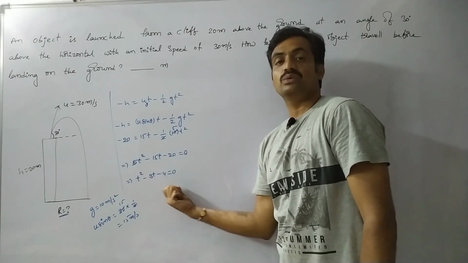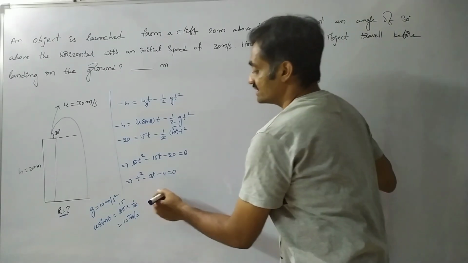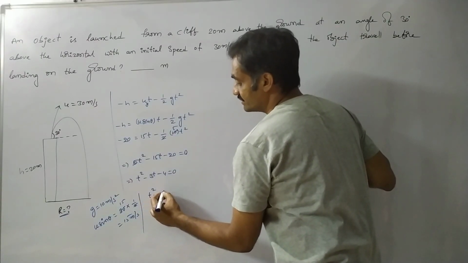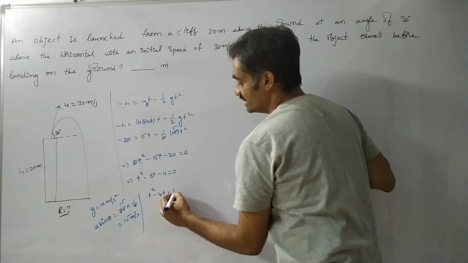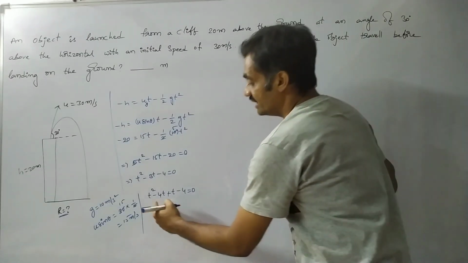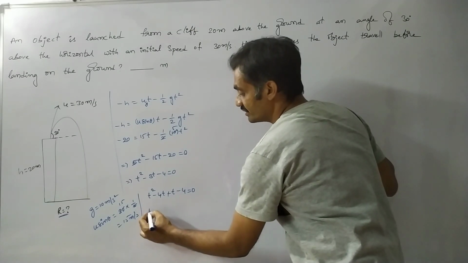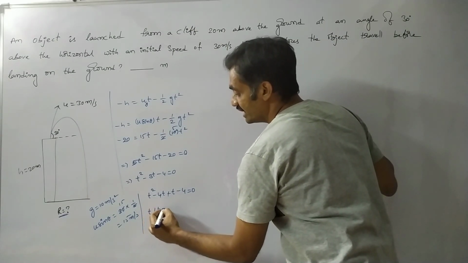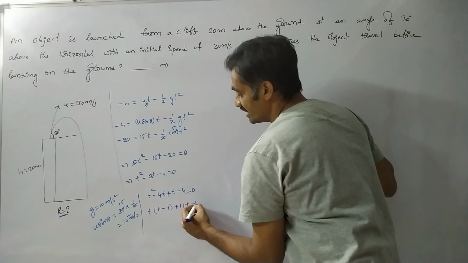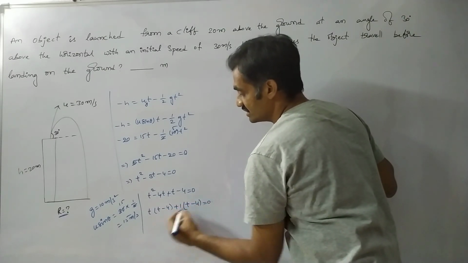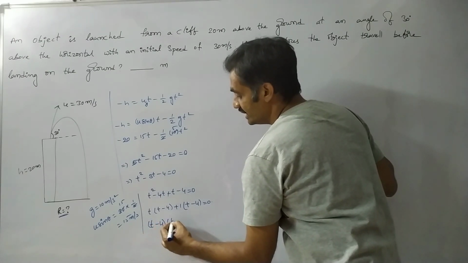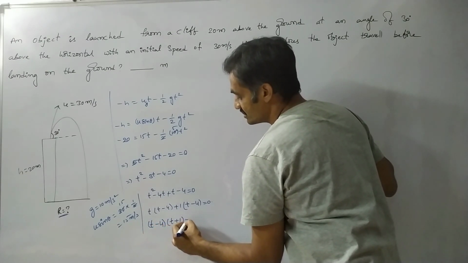So we can find the roots for this equation. The roots can be represented as t² − 4t + t − 4 = 0. Then we can take t as common from the first two terms. Then we have t(t − 4) + 1(t − 4) = 0. Then (t − 4)(t + 1) = 0.